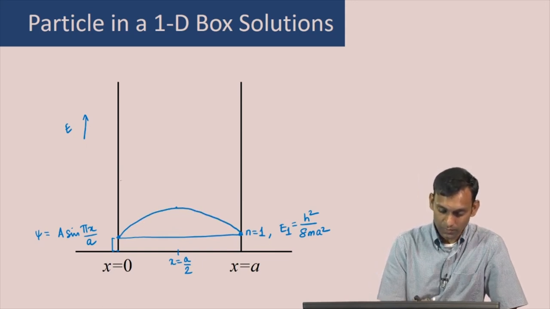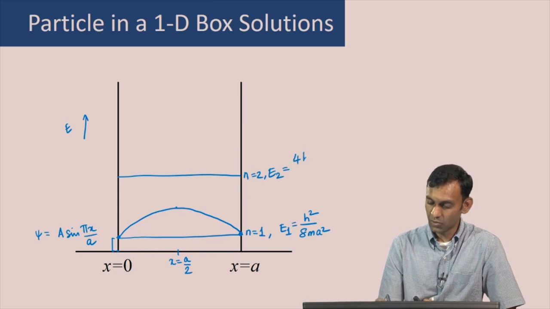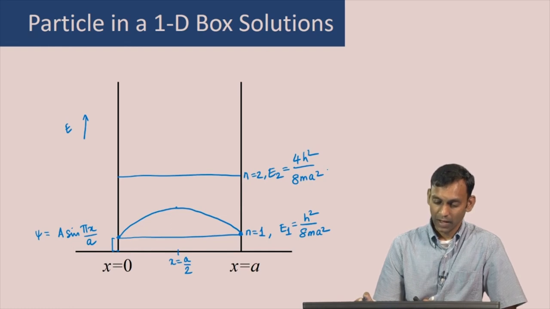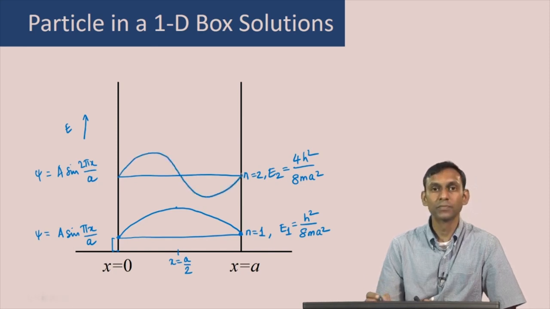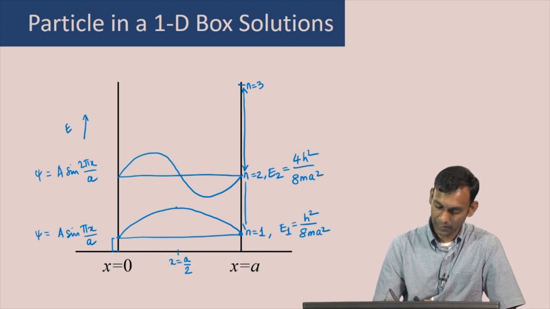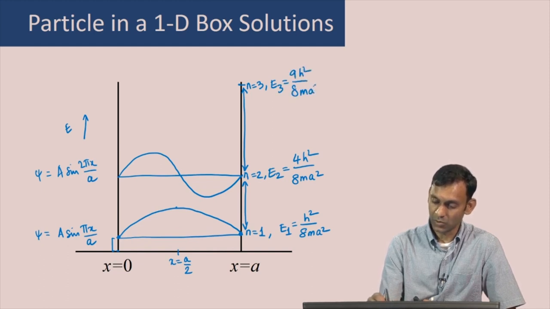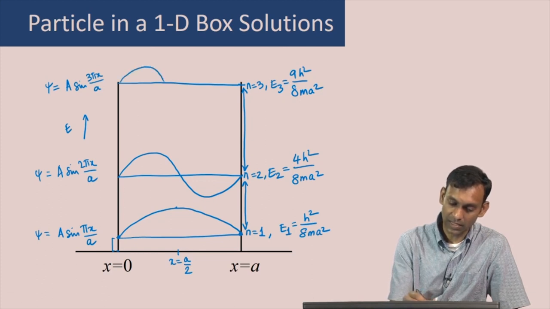For n is equal to 2, which we can draw here, the energy is 4h squared by 8 m a squared. And the wave function is psi is equal to A sine 2 pi x over a, which when we plot looks like this. And for n is equal to 3, now the energy gap here between n is equal to 2 and 3 is more than the gap here, because now the energy E3 is equal to 9h squared by 8 m a squared. And if you draw the wave function there, this eigenfunction is A sine 3 pi x over a, which looks something like this.